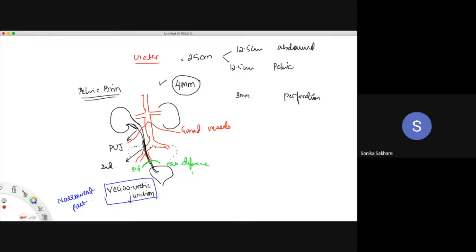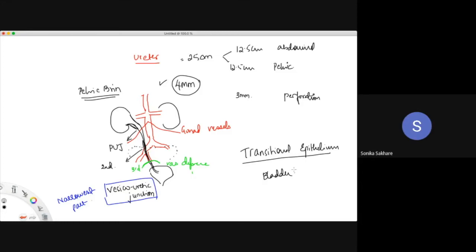And what kind of epithelium? What is the lining of the ureter? It is lined by transitional epithelium, which is the same as that of the bladder. Very good. So the lining epithelium is the same.